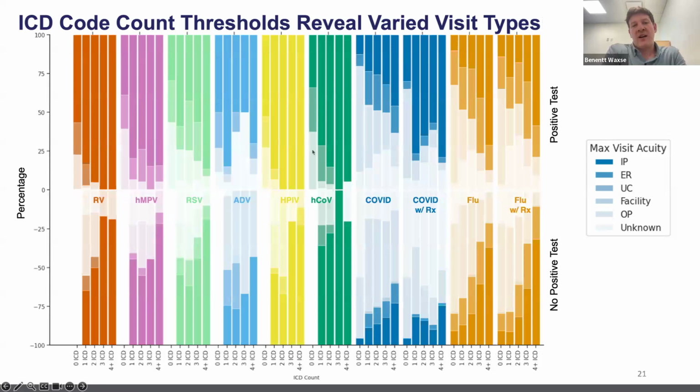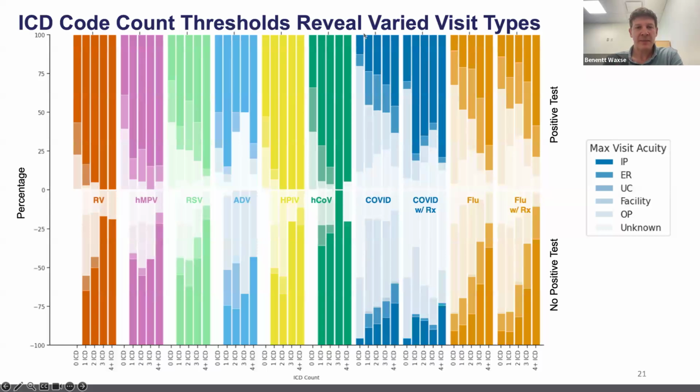And so if we are now comparing intensity of visit by respiratory virus and by phenotype, as we go, look at the far left. This is rhinovirus. We're going to go from 0, 1, 2, 3, 4 ICD codes. As you go from 0 to 4 ICD codes, the fraction of your visits that are deeply colored, i.e. inpatient, go up. And that trend applies to every virus. And so this tells you a little bit about your phenotype. If you want something that's more of a hospitalized cohort, you might require them to have more ICD codes that are positive. But it also tells us something interesting about what we're capturing.